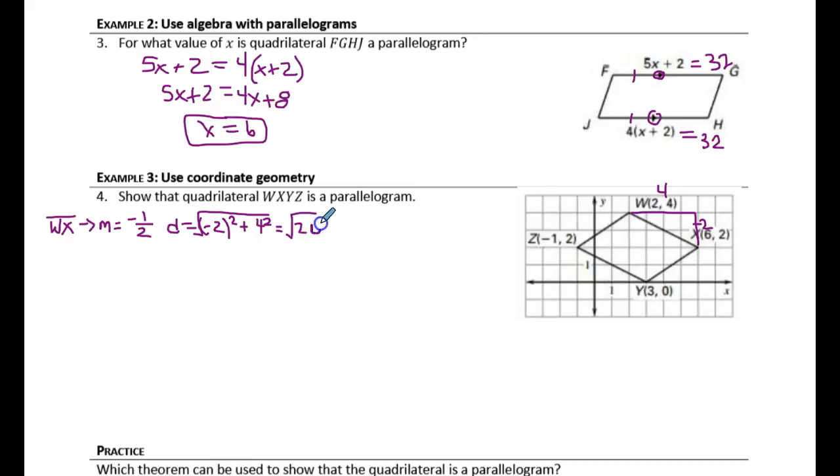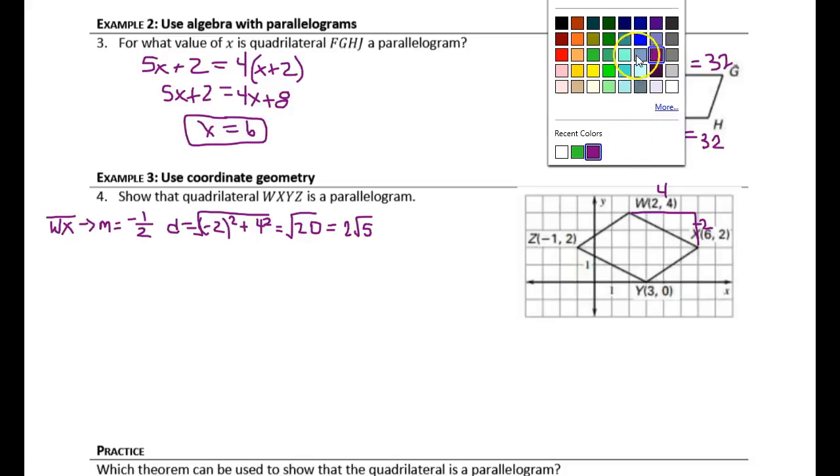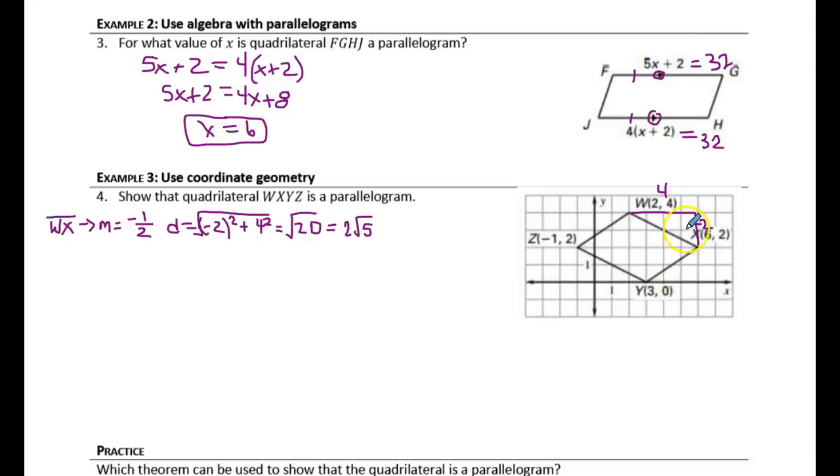And you can simplify this if you want. It's good practice. Get 2 root 5. But really, we just want to make sure that the two sides are equal. So if whatever's under the square root sign is the same, then the two sides are going to be equal. All right, so I did WX, and I found the slope. And my slope is -1/2. And I found my distance, which is the square root of 20.